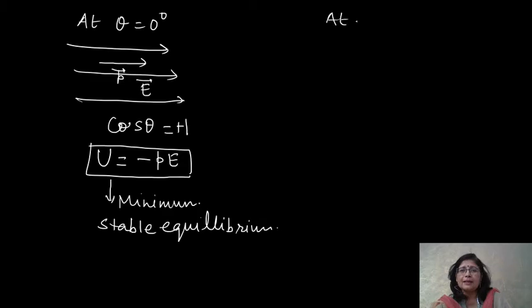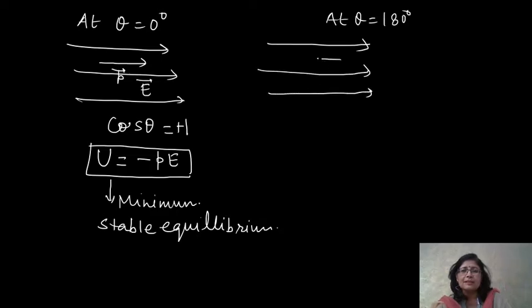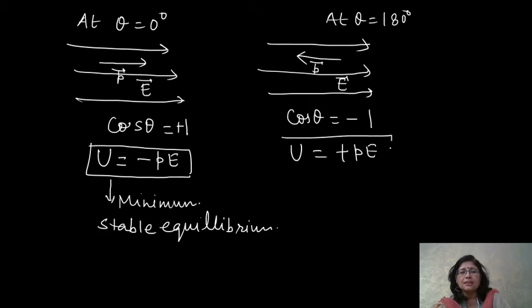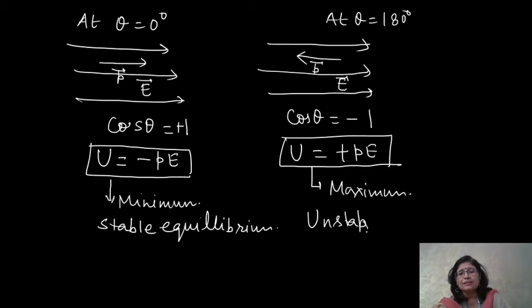And at theta equals 180 degrees, it means you are plotting the uniform electric field like this, and your dipole is situated inside the electric field, opposite to the electric field. Then cos theta will be equal to minus 1 and U will be equal to plus PE. It is the maximum value of potential energy. So it is the position at which the dipole is in unstable equilibrium.